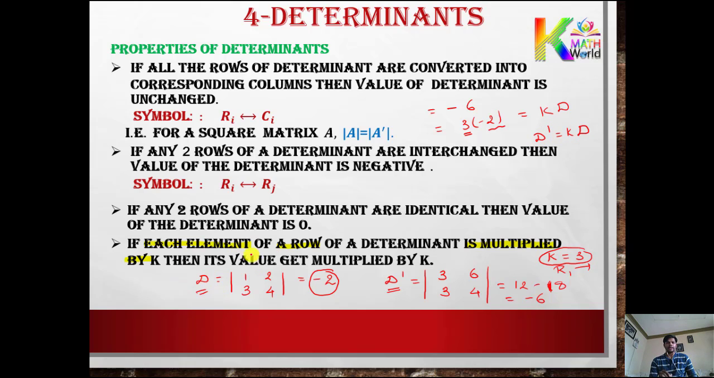You can see that if each element of a row of a determinant is multiplied by k, then the value of your new determinant gets multiplied by k. Whatever the value of the old determinant, that gets multiplied by which one? k. Okay.